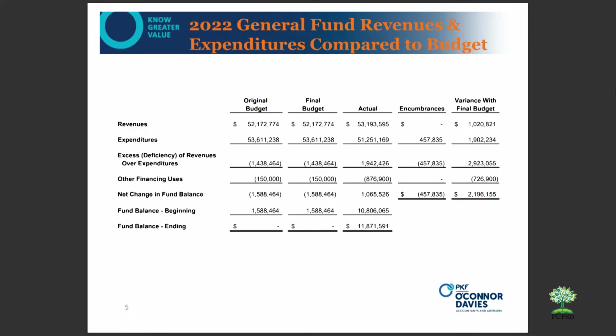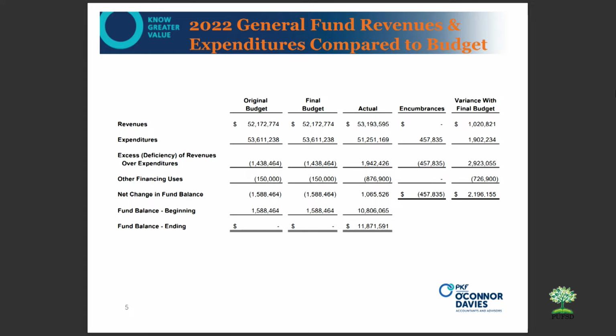This is a high-level summary, and then we'll dive into some of the detail. The revenues to support the district's operations were budgeted, as you could see, at about $52.1 million. And the good news in the third column, the actual revenues came in at $53.1 million, or about $1 million better than you had anticipated. And we'll go over some of that detail.